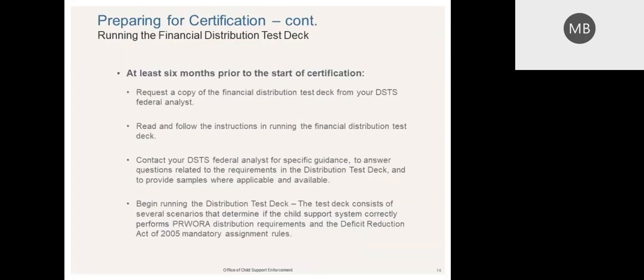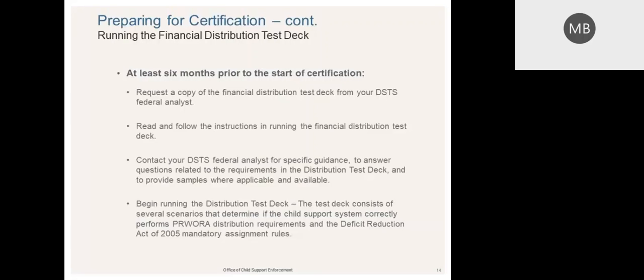At least 6 months prior to start of certification, request a copy of the financial distribution test deck from your DSTS federal analyst. Read and follow the instructions in running the financial distribution test deck. Contact your DSTS federal analyst for specific guidance to answer questions related to the requirements in the distribution test deck and to provide samples where applicable and available. Begin running the distribution test deck.